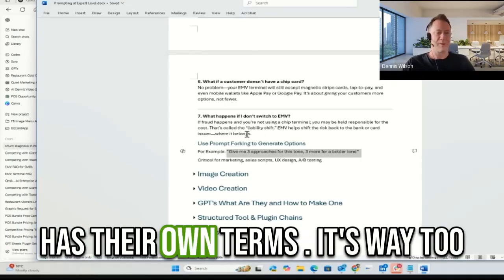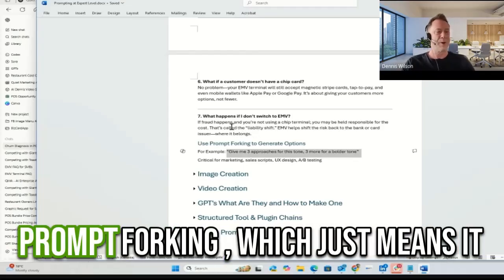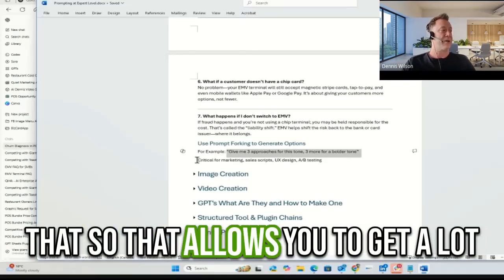Don't worry, everybody has their own terms. It's way too new for any term to have stuck, but Chat itself calls it prompt forking, which just means it learned it from somewhere long ago. So that allows you to get a lot more flavor.